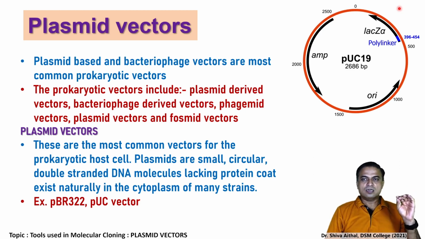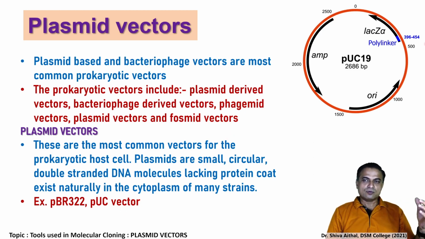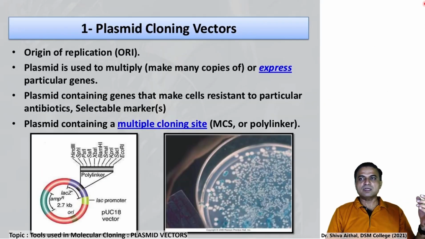So for the plasmid as a vector, historically speaking, two plasmid vectors were designed which were very successful, pBR322 and the pUC series of vectors. We will be exploring pBR322 today as a part of your curriculum. The nomenclature I will explain, but pUC is a plasmid which was designed in the University of California. So we will see the plasmid cloning vectors in the form of pBR322.